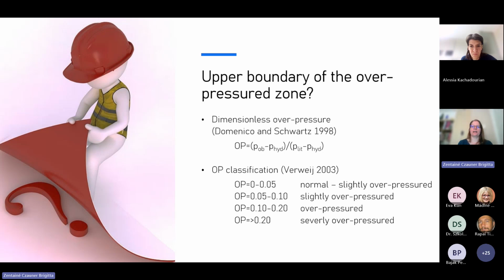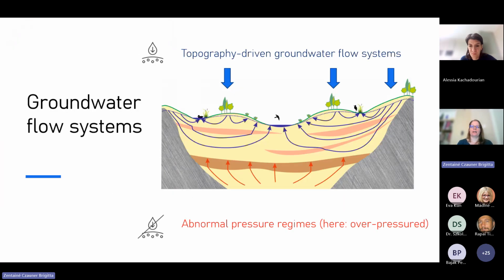And on the other hand, we would rather want to handle this question as I have shown you in this figure. When we try to find the boundary of the normal and the abnormal pressure regimes, we're not just looking for numbers or quantitative methods, but we talk about these regimes as flow systems or regimes where different driving forces are acting.